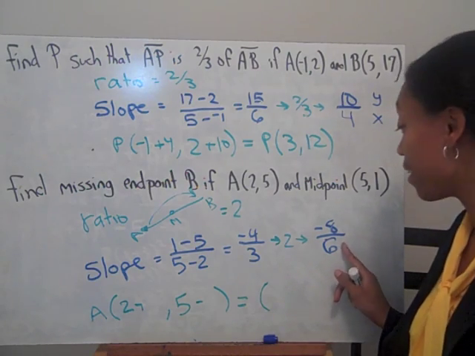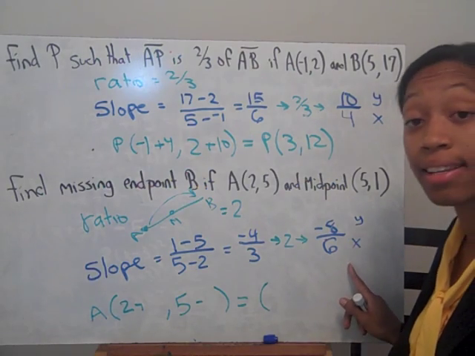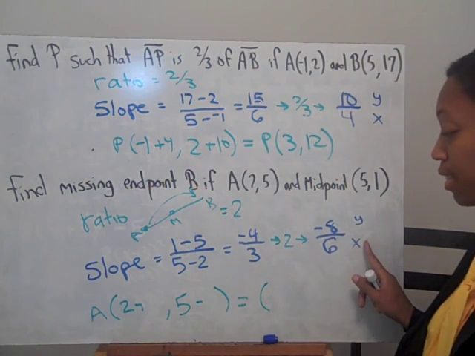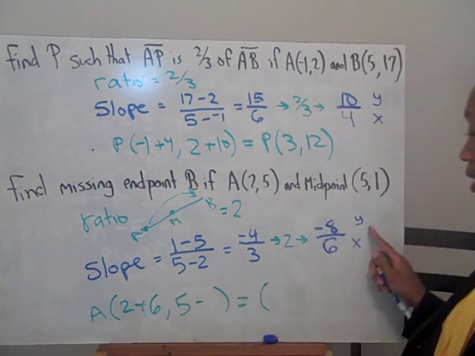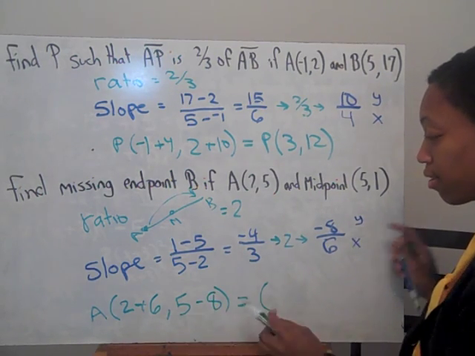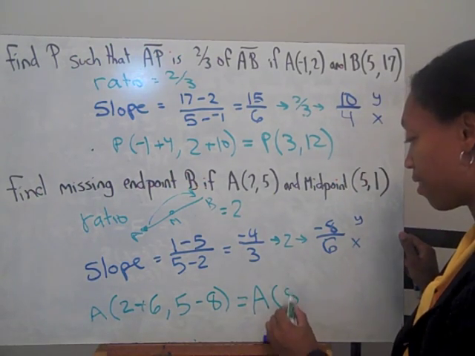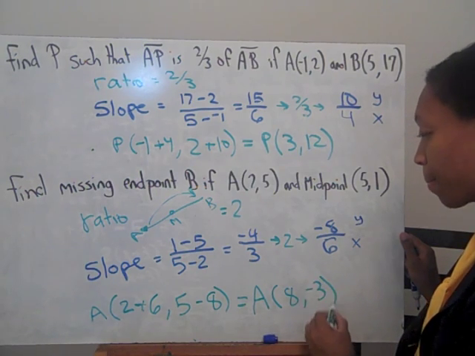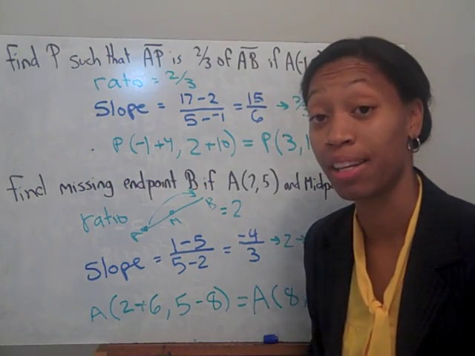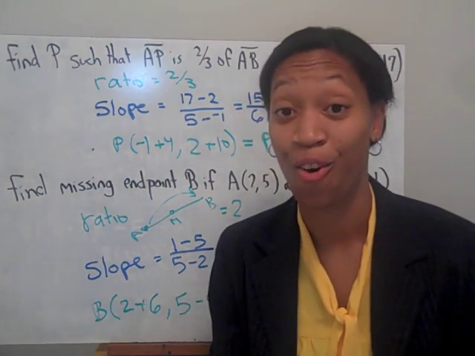And now I add -8 for my y and 6 for my x. So -2 is my x plus 6. And 5 for my y minus 8. That means my final answer is 8, -3. And we just found the point B, not the point A. Alright, great.